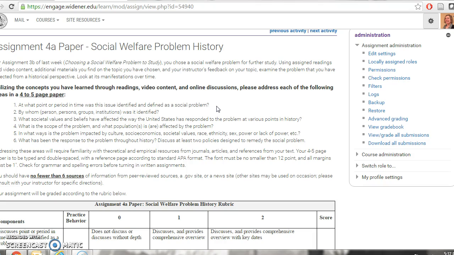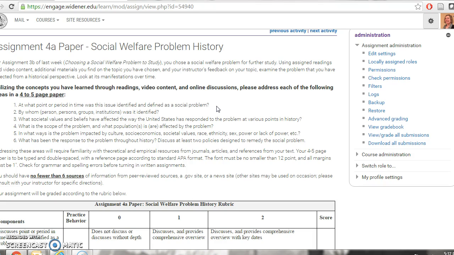So using the concepts that you've learned through the readings, the videos, through the online discussions, both with your classmates and my feedback, you're asked to focus on 6 areas in a 4 to 5 page paper. First, you're asked to describe at what point or period in time your issue was first identified and defined as a social problem. And that's going to vary depending on what your topic is. Then you're asked to identify by whom it was identified. So what people, or groups of people, or what social institutions that we've been reading about were involved in identifying this, right? Because as we've read, who's identifying the problem oftentimes says a lot about how the problem is defined.